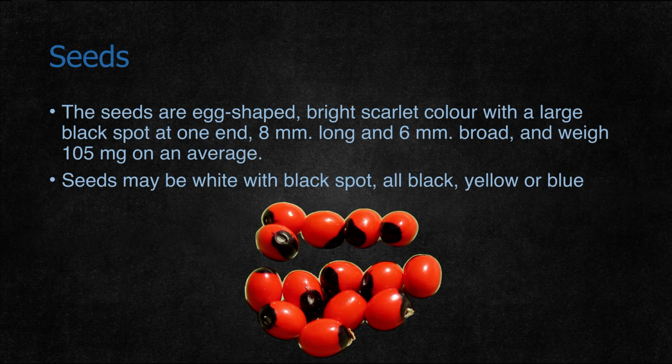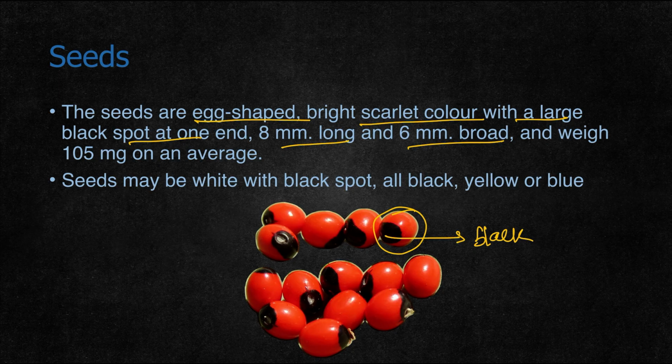Coming to seeds, the seeds are egg-shaped, bright scarlet in color with a large black spot at one end. So they are bright red with a black spot. This is a characteristic feature of Abrus. The seeds are about 8 millimeters long and 6 millimeters broad, and weigh about 105 milligrams on average. Sometimes they are not scarlet red, but appear white, yellow or bluish.